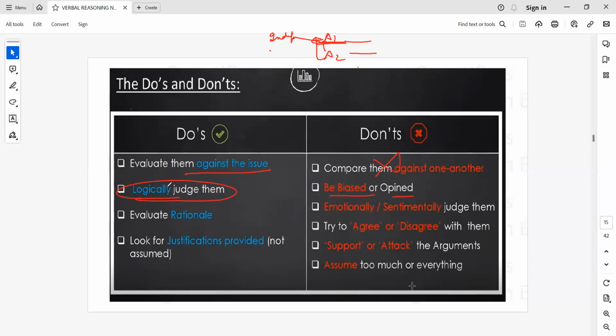And don't be biased or opinionated; logically judge them. There was one question in case of arguments which says, are nuclear families better than joint families? One of the arguments says yes, because in a nuclear family there is a lot of freedom. The second says no, because in a joint family system there is a division of work and safety is ensured.